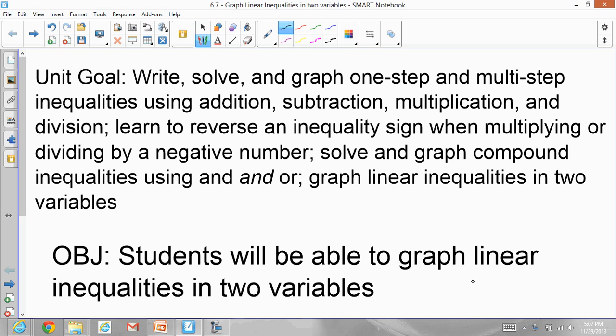Today you will learn how to graph linear inequalities in two variables using x and y. Write today's date, 6.7, graph linear inequalities in two variables, and this is the last lesson in this unit.